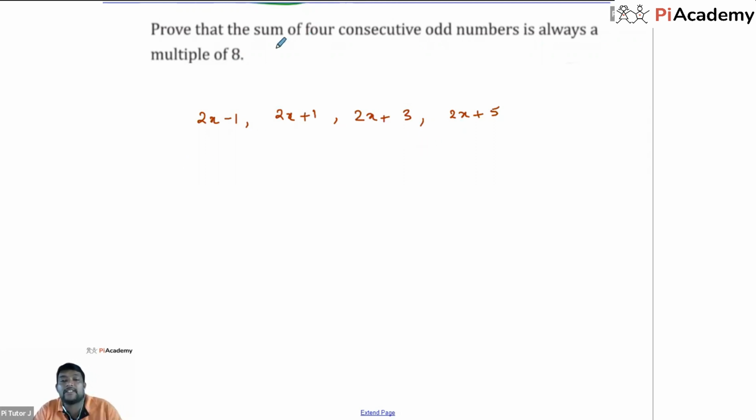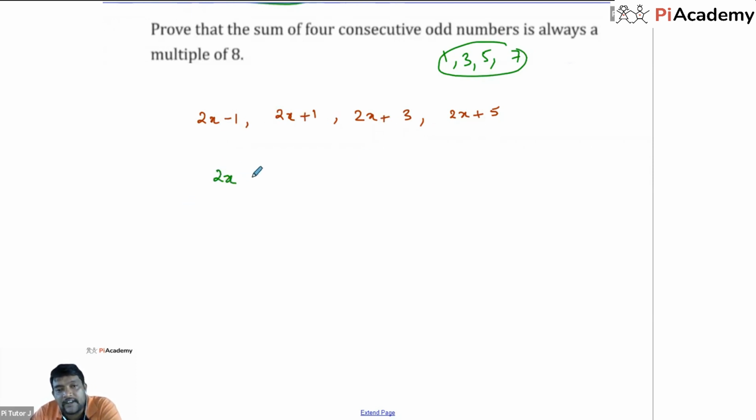Yes, but then you need to prove it algebraically. See, if you take the numbers 1, 3, 5, and 7 and add them, it is 1 plus 3, 4, plus 5, 9, plus 7 is 16. 16 is a multiple of 8. So in that way, yes. But proving it algebraically, we assume the 4 odd numbers as 2x minus 1, 2x plus 1, 2x plus 3, and 2x plus 5.